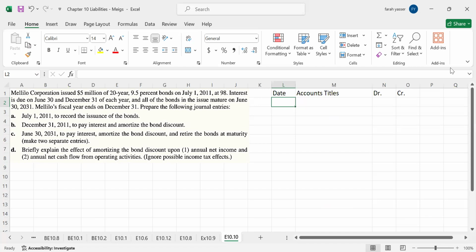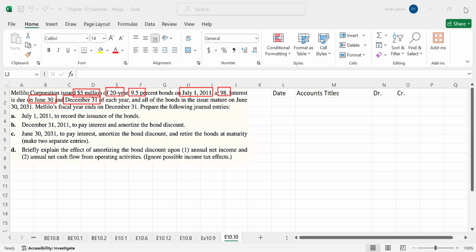In 10.10, you can see what data we have. We have $5 million bonds payable, maturity time is 20 years, interest rate is 9%, and issued on 1st July 2011 at 98. 98 means $100 bonds issued at 98, which means that 2% is the discount on the issuance of the bond, and the interest is due two times a year, that is June 30th and December 31st, which means the interest payments are semi-annual payments. And the fiscal year is December 31st.